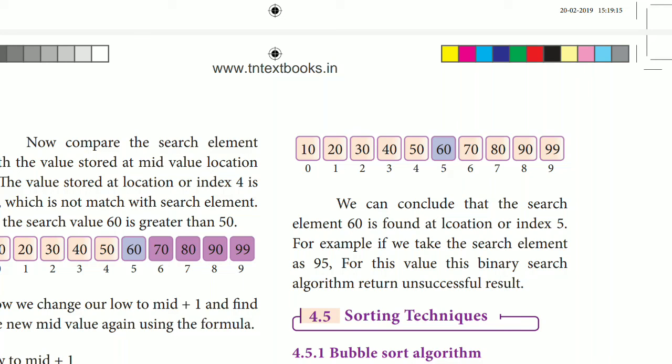With this we'll finish the class. Next is sorting. Sorting means arranging the elements with a particular algorithm. There are so many algorithms, and we'll see them one by one.